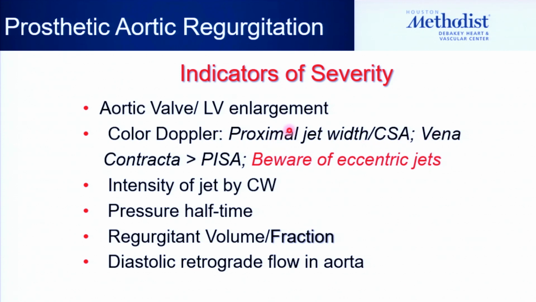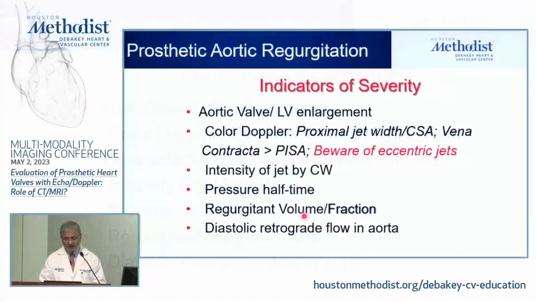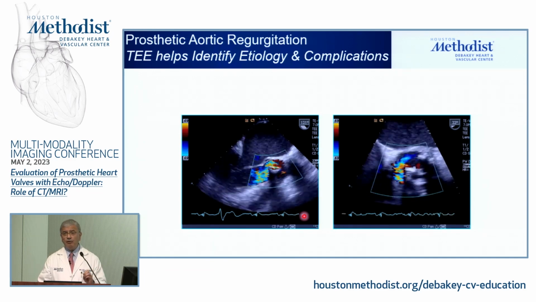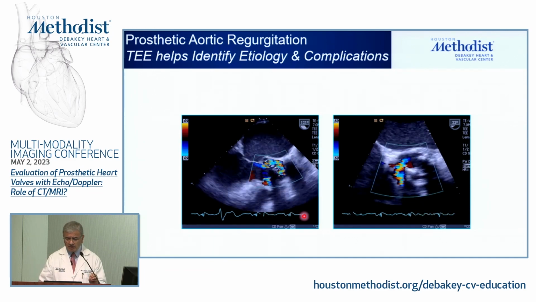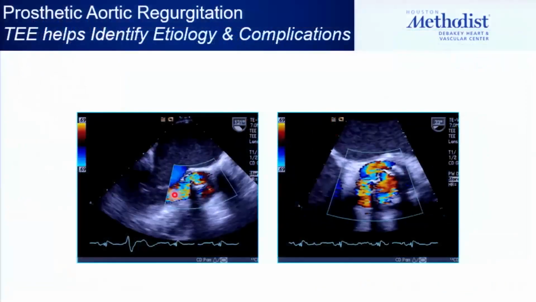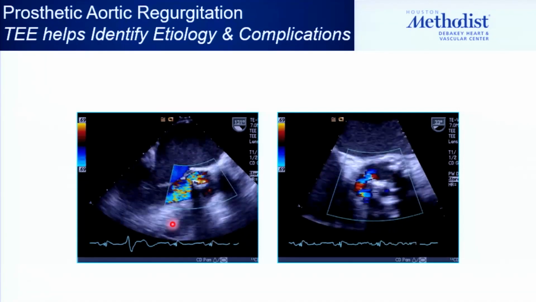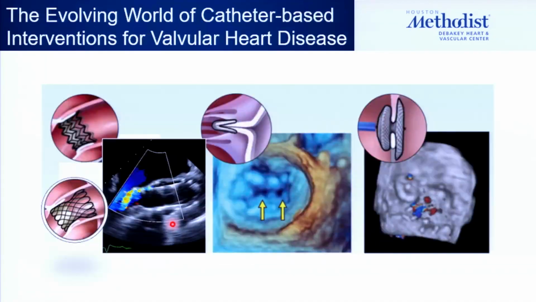Aortic valve, LV enlargement, if this is a chronic situation, is this a new enlargement compared to post-op? Color Doppler, beware of eccentric jets. Intensity of the jet by CW, pressure halftime, regurgitant volume and fraction, and diastolic retrograde flow in the aorta. TEE is very important, looking at the mechanism of regurgitation and whether there is a dehiscence. So you could see here a small abscess formation where the regurgitation is very eccentric, and this is the etiology of the regurgitation.